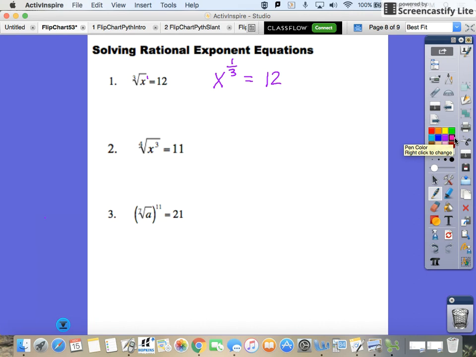The second thing we have to do is multiply by the reciprocal power, or sorry, raise it to the power of the reciprocal. So 3 over 1. This one's a pretty basic or common example, I should say. Cube root and cubed are inverses, so if you notice that, you can do that immediately. What we end up with then is x equals 12 to the third power.